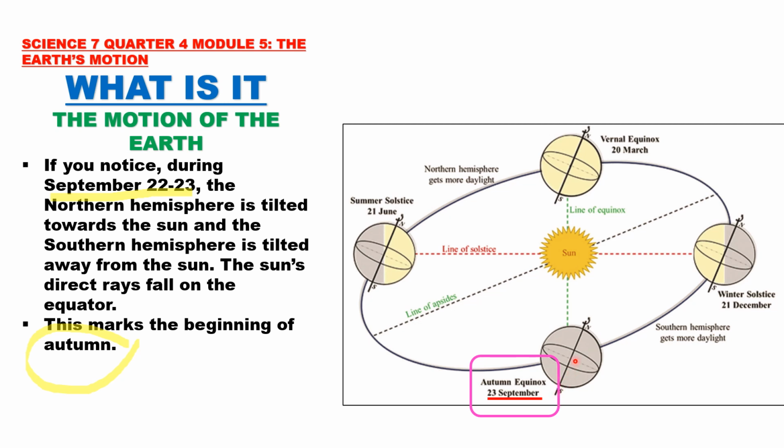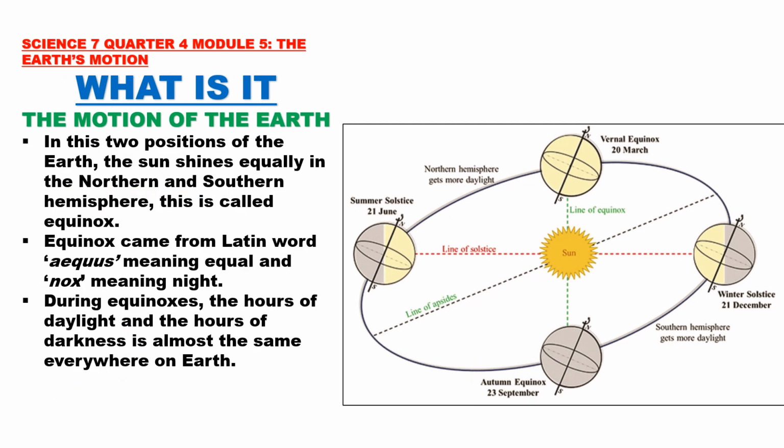So during the month of September, days are becoming shorter and nights are becoming longer in preparation for the next season, which is winter. So in the northern hemisphere, during the month of September, it is autumn. In the southern hemisphere, days are becoming longer and nights are becoming shorter in preparation for the next season, which is summer. So, during the month of September, in the southern hemisphere, it is spring.